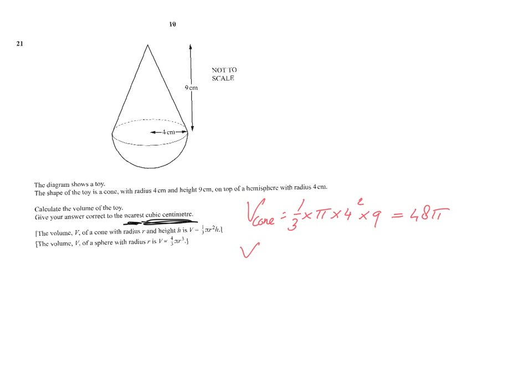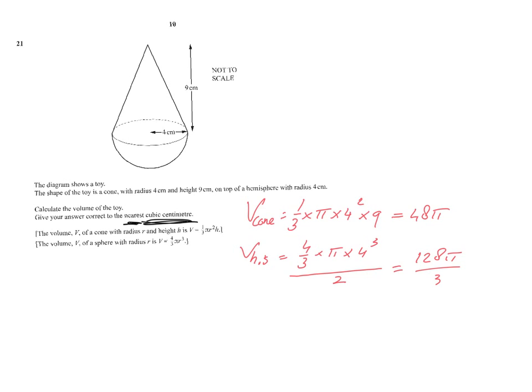The volume of the hemisphere, HS, is 4/3 times pi times the radius, which is 4 cubed. But that's of a sphere, so all of that I have to divide by 2. And that will equal, put it in your calculator, in terms of pi, 128 pi over 3. There we go. Over 3? Yes, over 3. So plug it in your calculator properly.